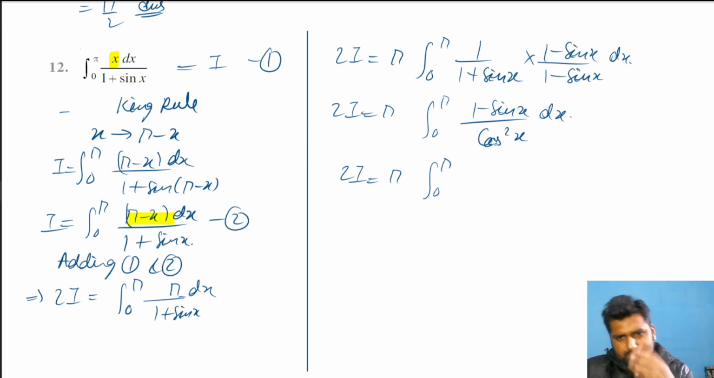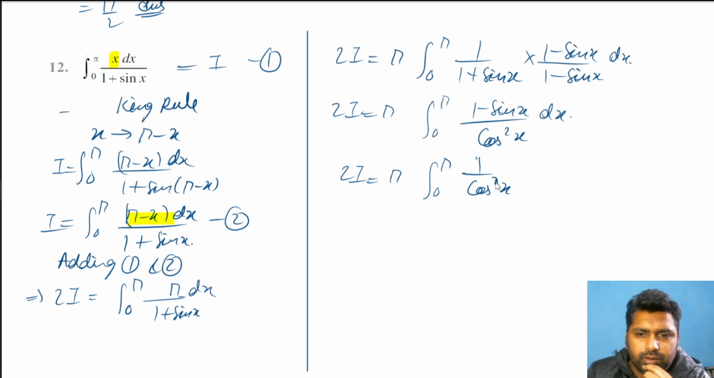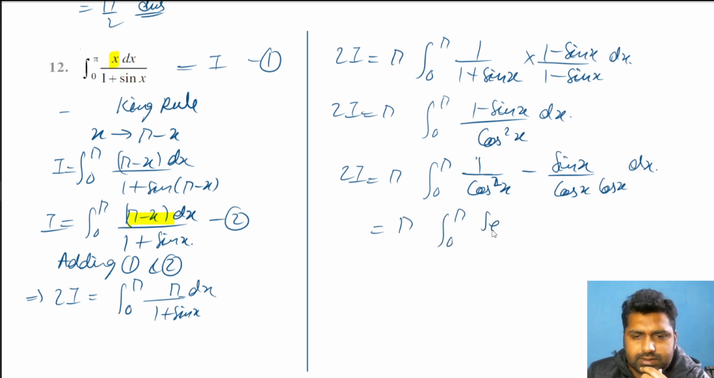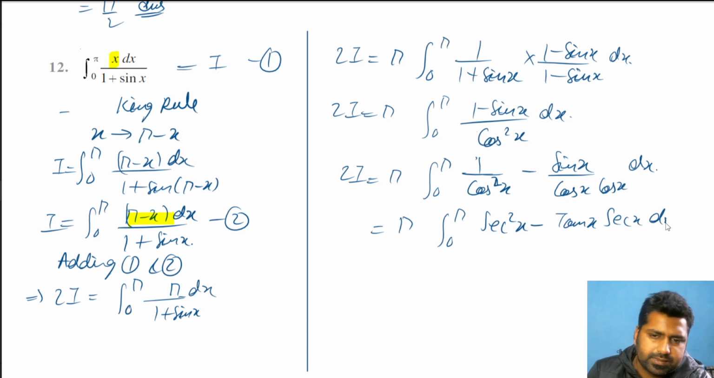So 2I is equal to pi, integration 0 to pi. How to integrate this? The idea is, again, this was a direct question in indefinite. What do we do? Split the denominator, single denominator. So 1 upon cos square, that is, I'll show you the steps if you are not able to recall, minus sine x by cos square, so I'll write cos x dx. Okay, so pi times integration 0 to pi, this is sec square x minus sine by cos is tan, 1 by cos is sec dx.